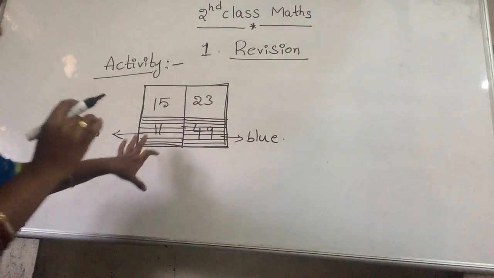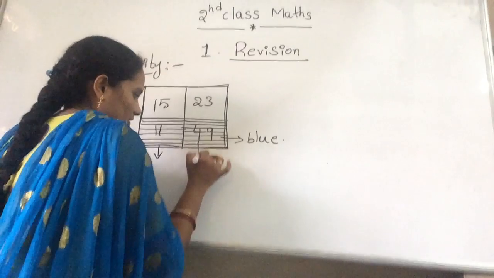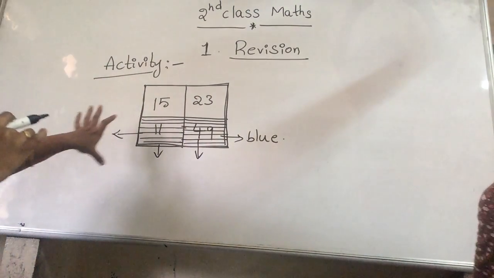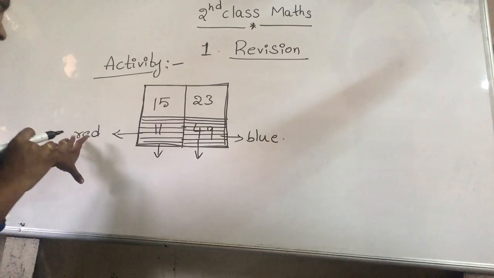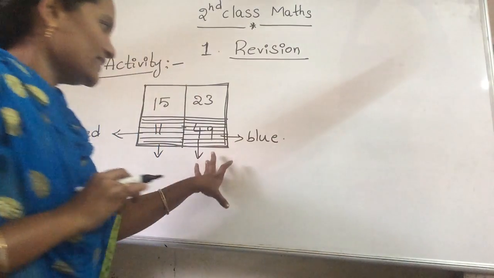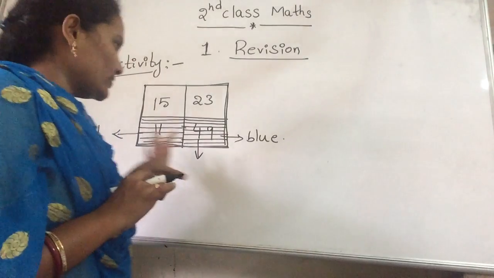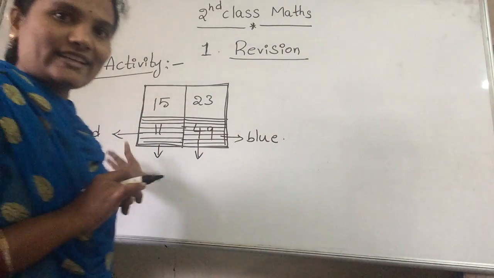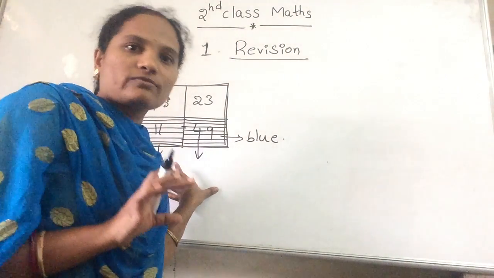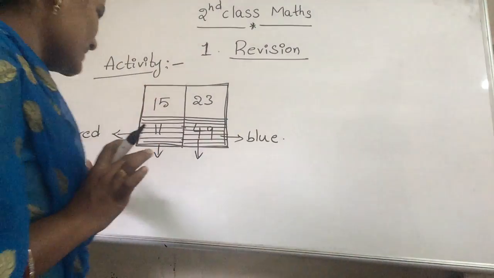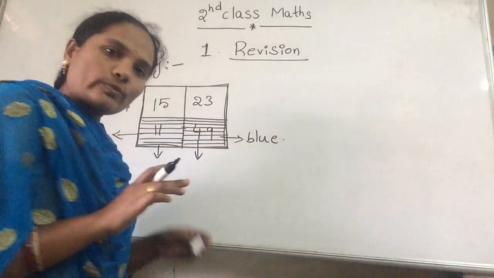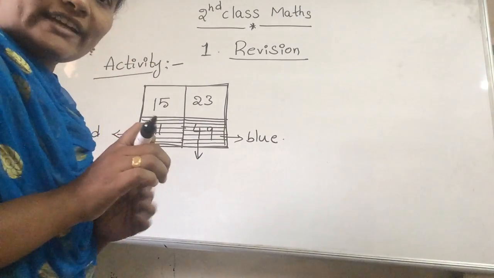Now, how to use these colors? You can easily identify that red color is for the smallest number and blue color is for the greatest number. Do this activity. Okay children, in your classwork, please maintain one notebook for maths, for classwork. Do proper day by day classes.